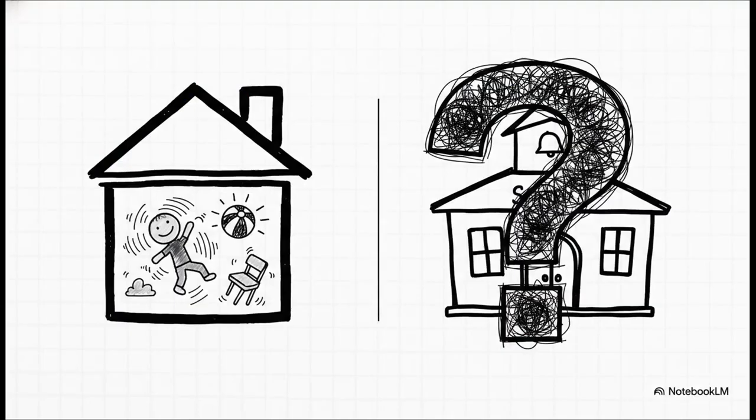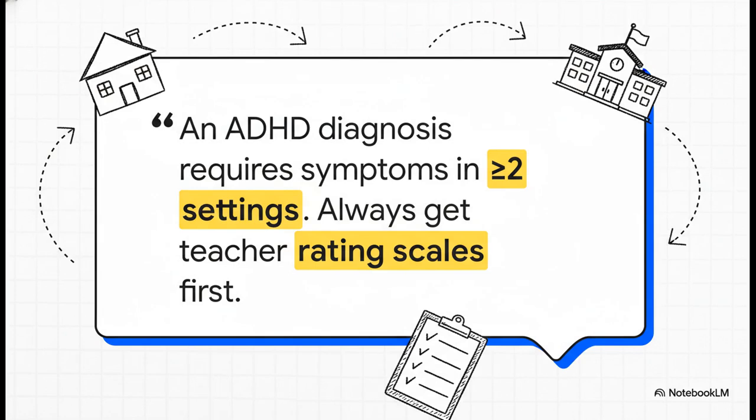So here's the situation. A 9-year-old boy is brought in by his parents. They're concerned about hyperactivity and impulsivity. They say it's a real problem at home, although they kind of disagree on just how bad it is. But here's the most important piece of information, or rather the lack of it. We have zero information about how he behaves at school. So the question is, do we have enough to slap on a diagnosis of ADHD? And the answer is a firm no.